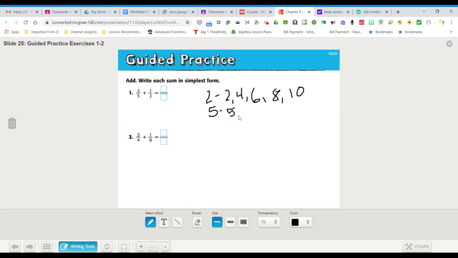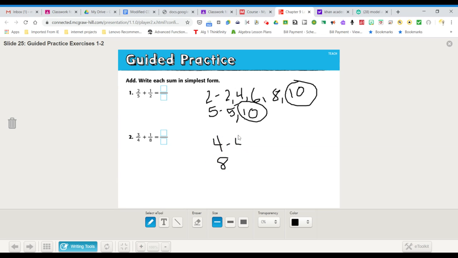So we have 5, 10. They are in common. It's the smallest number that they have in common. That's what least common denominator is all about. So if you want to pause the video and just write that stuff down, you can go ahead. And then you could do the same thing for 4 and 8.